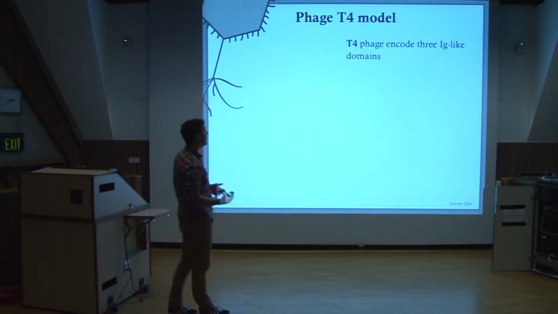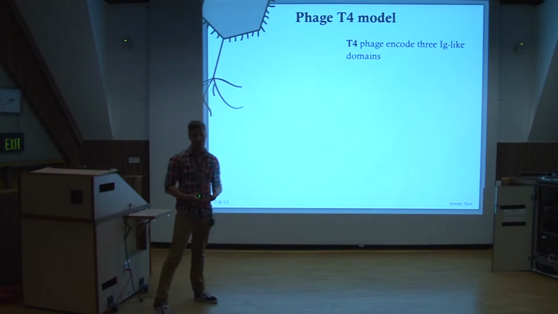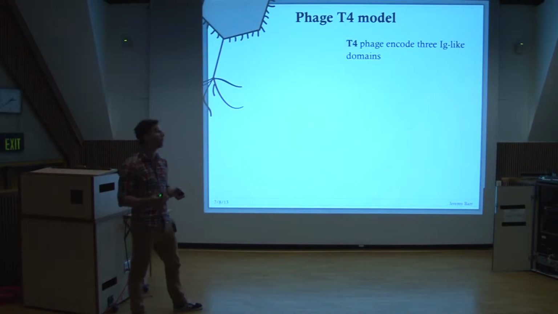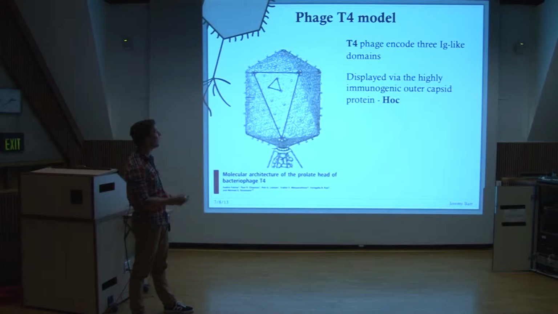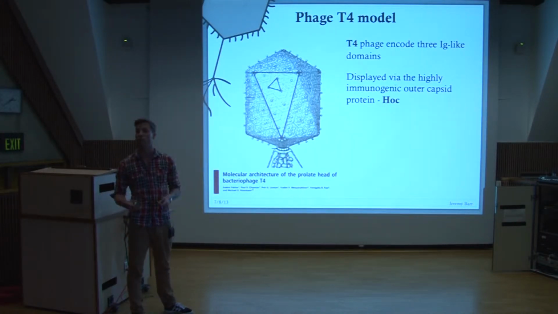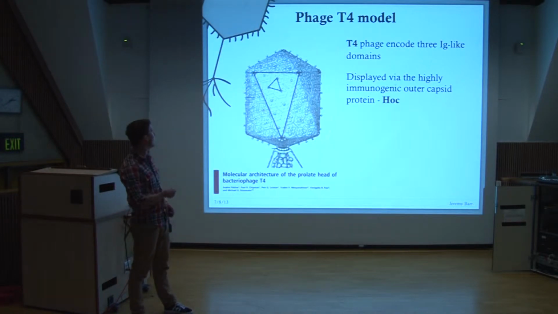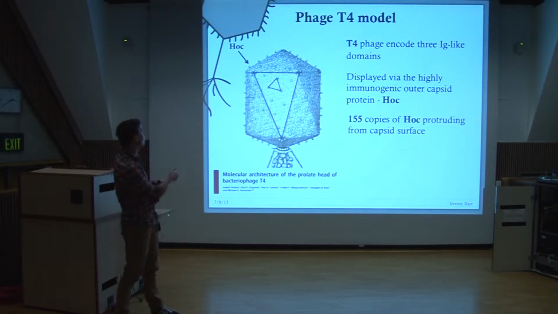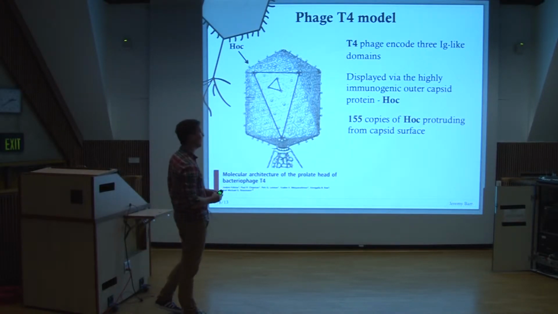So a little bit about phage T4, which we use for our model system. Phage T4 is actually known to encode 3 immunoglobulin-like or Ig-like domains. And it encodes these via this protein capsid known as the highly immunogenic outer capsid protein, or HOC. And the T4 structure was published a fair few years ago and was actually found to contain 155 copies of this HOC domain physically protruding out and coating this entire T4 capsid, with each one of these HOC domains coding for 3 putative Ig folds.